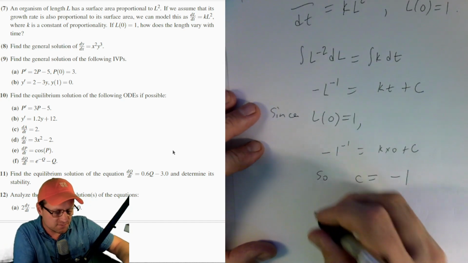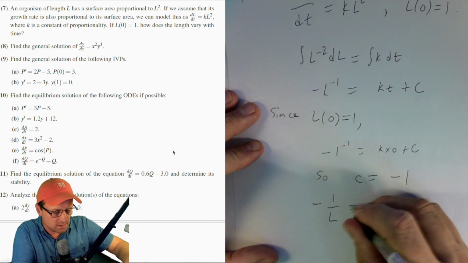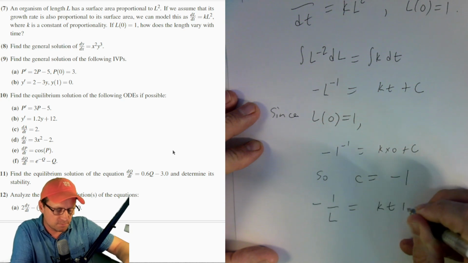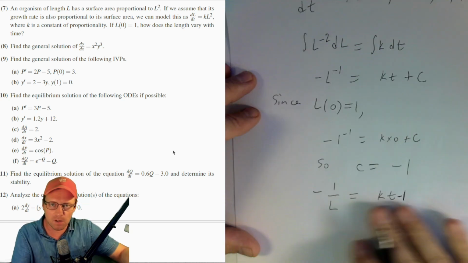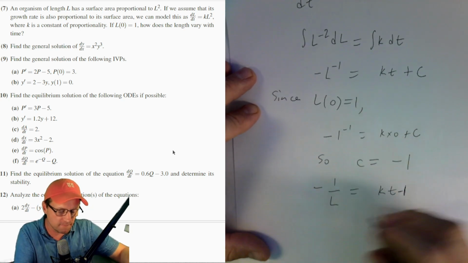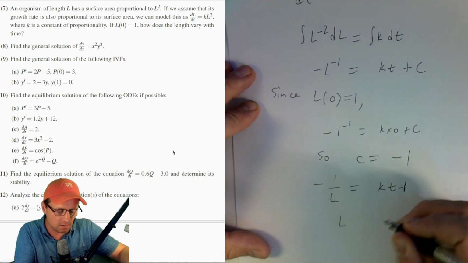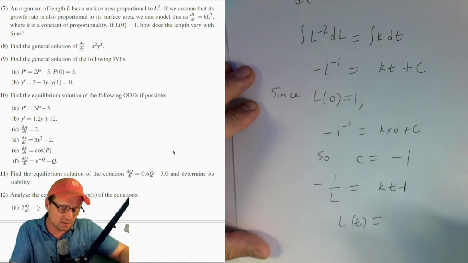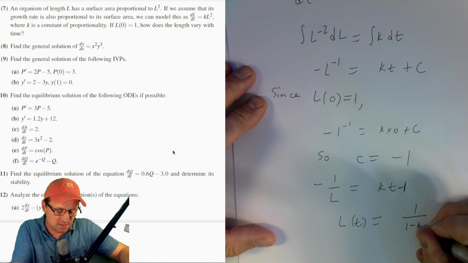So this gives us -1/L = kt - 1. Multiplying throughout by -1 and inverting gives us L as a function of t is 1/(1 - kt).